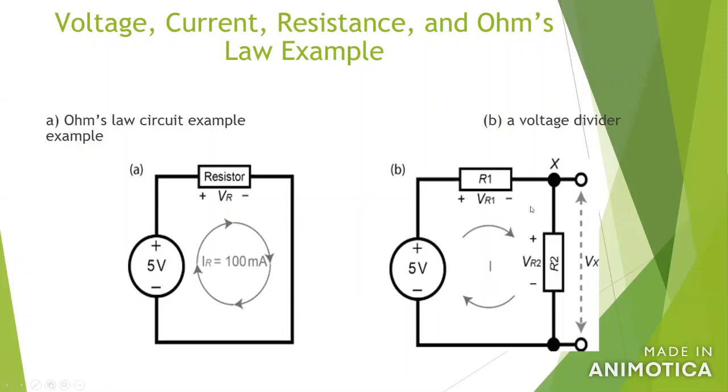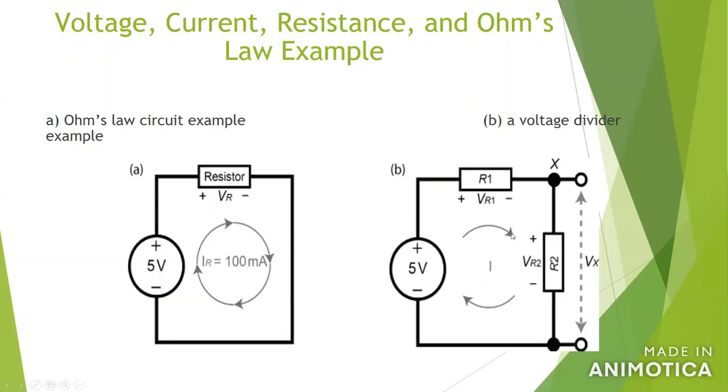Another example, by applying Ohm's law. Here, instead of one resistor, we have two resistors, R1 and R2, and the voltage is 5 volts. You have to understand this is the only power source for the whole circuit. That means across these two resistors together, the voltage will be 5 volts. So from this point to here, the voltage is totally 5 volts.